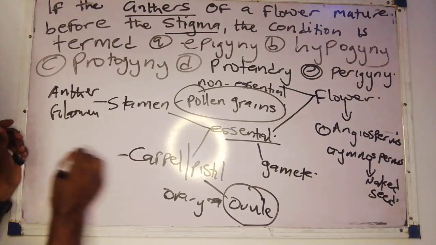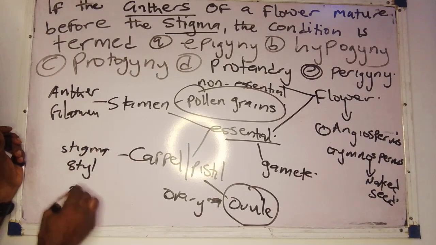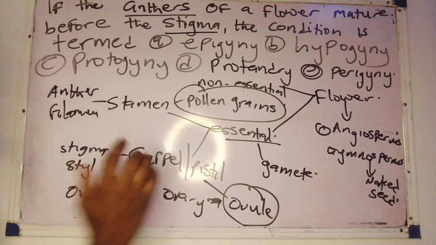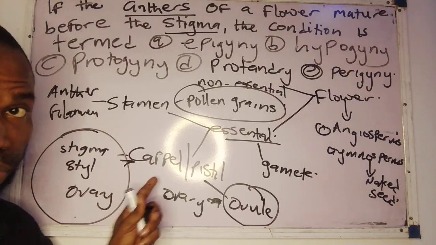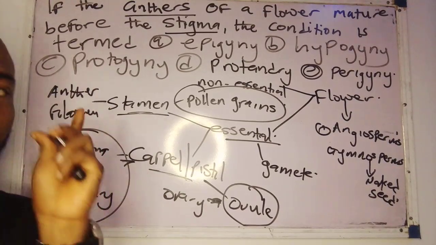Now this carpel is made of three things. We have the stigma, we have the style, and of course we have the what? The ovary. So remember, this ovary contains the ovule. Now these three things make up the female structure, while this anther and filament make up the male structure. Now you have gotten the picture.